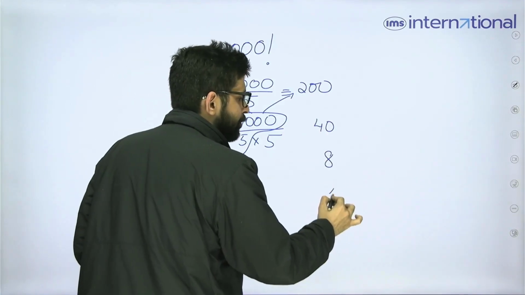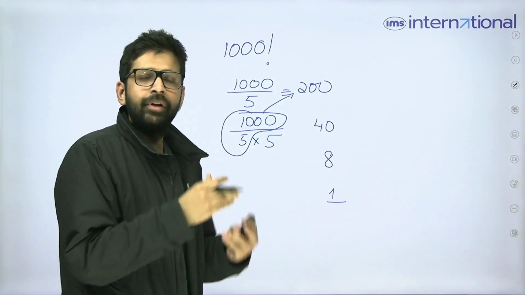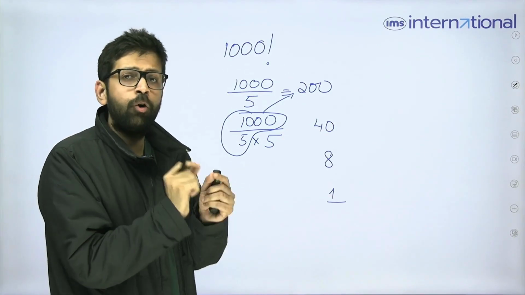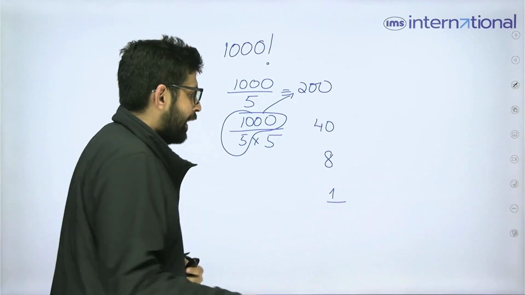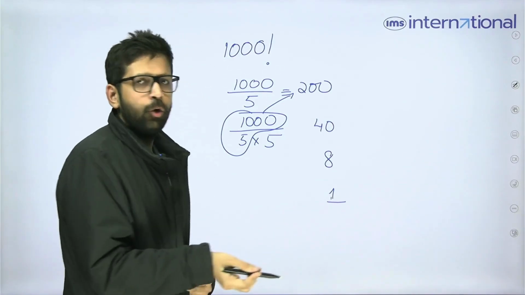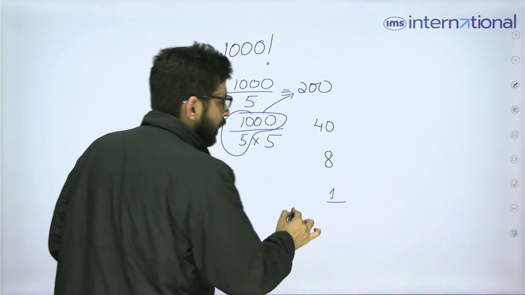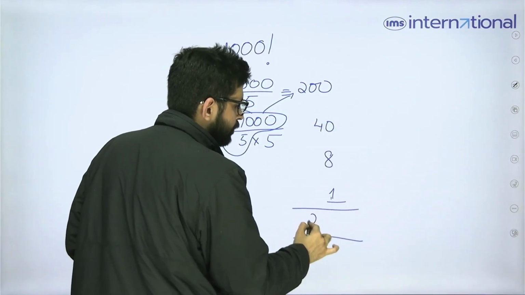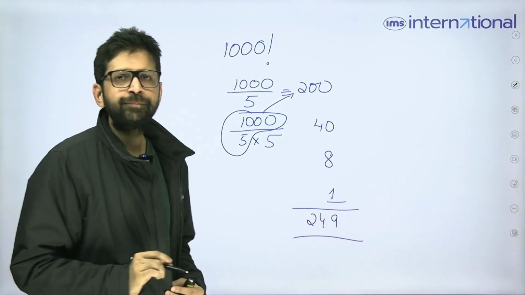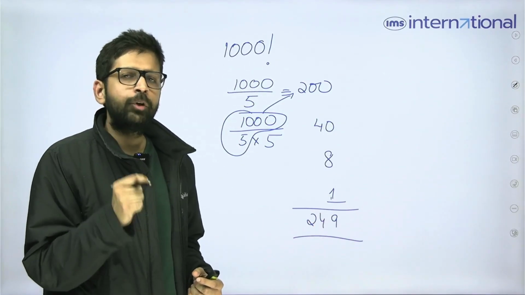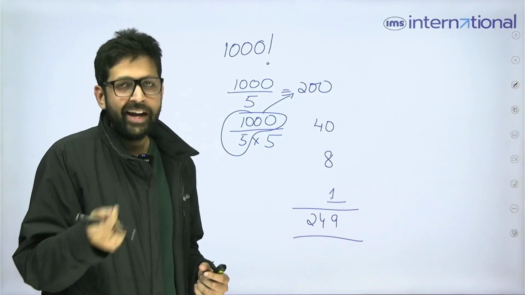8 upon 5 would be 1. I am disregarding the decimal portion. I hope that logic is clear to you. And 1 divided by 5 would be 0. So we are not bothered about that. And if I add all of them, what do I get? 249. And therefore 1000 factorial will have 249 zeros at its end.